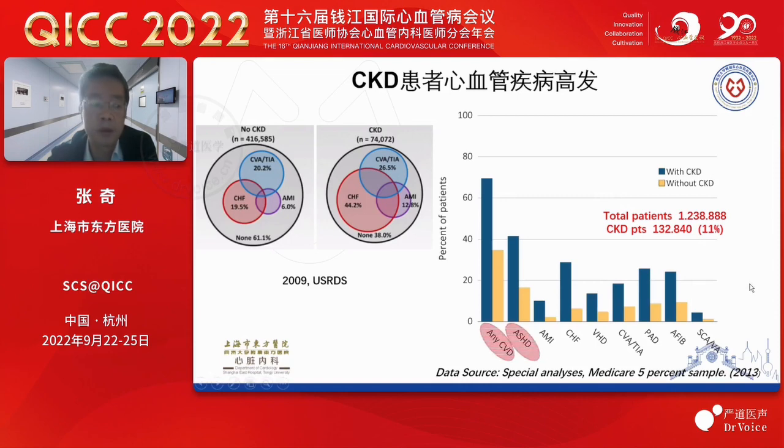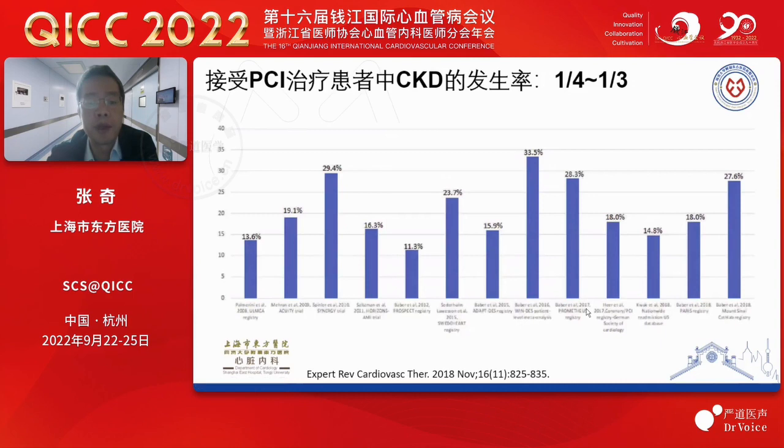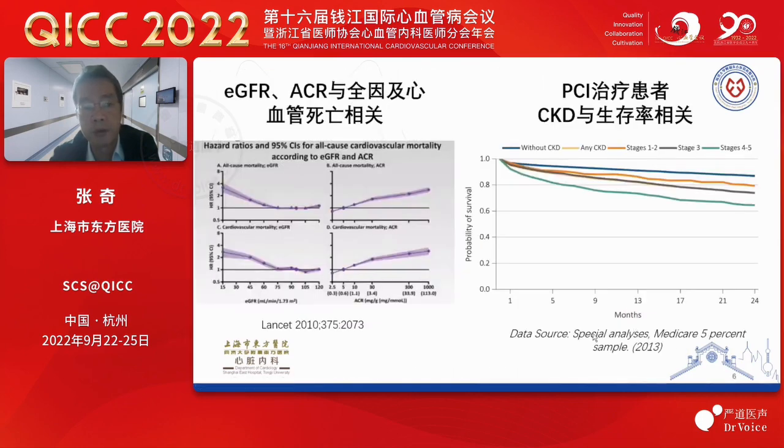And then when we look at the PCI rate for CKD patients, we found that one quarter to one third of the patients that receive PCI actually have CKD. Many of the PCI patients have CKD. eGFR and ACR are related to all-cause mortality and also cardiovascular death, and I think that is also very related.